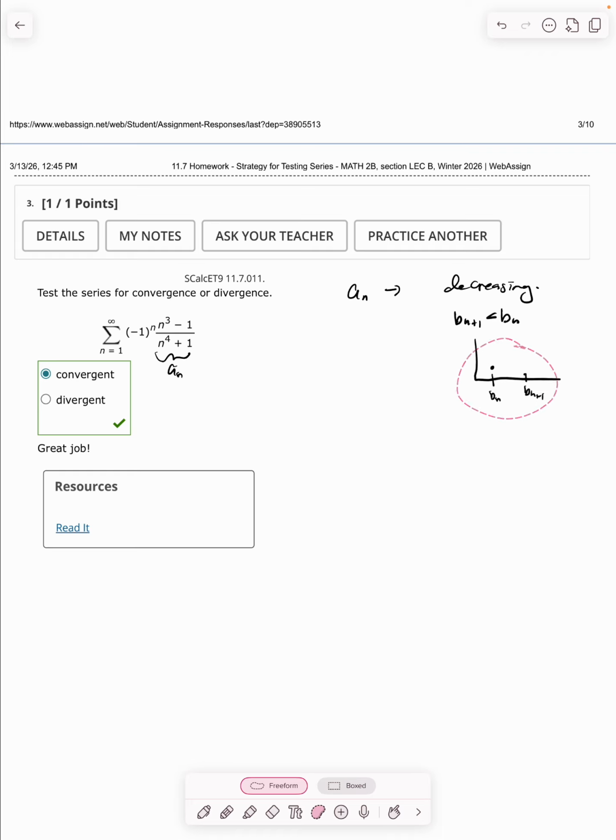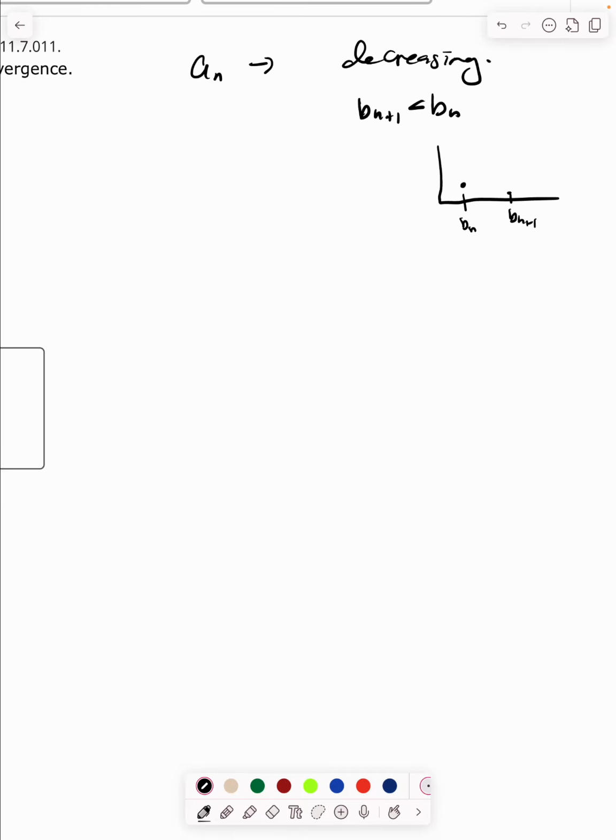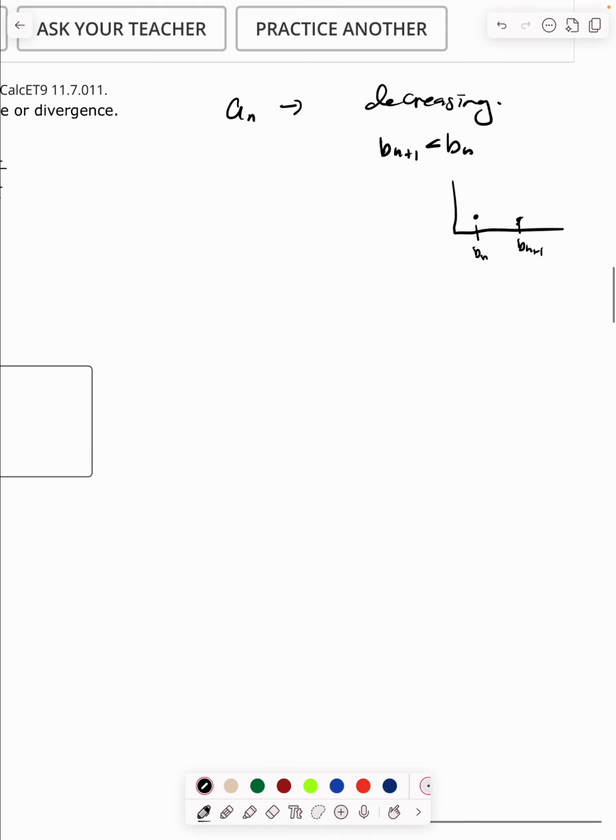But this is just how we write it in more formal terms: if B of n plus 1 is always less than B of n, then it's always decreasing. So that's one condition: B of n has to be decreasing over the interval. Next, not only does B of n have to be decreasing, it has to be decreasing to 0. So the limit as n goes to infinity of B of n should be 0.